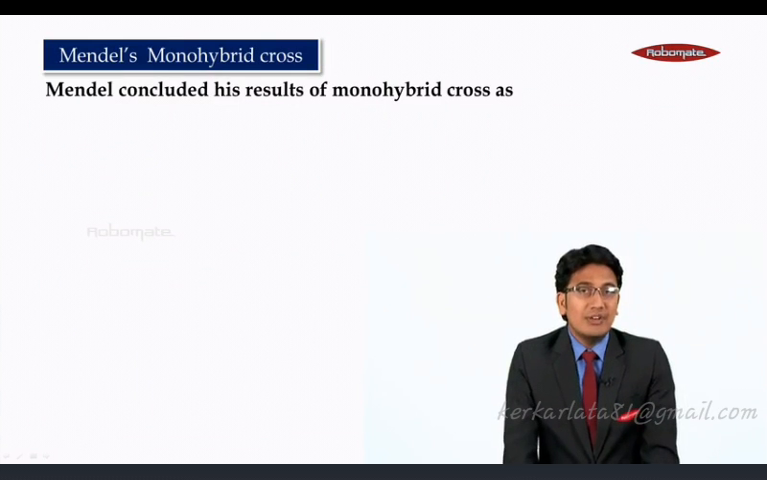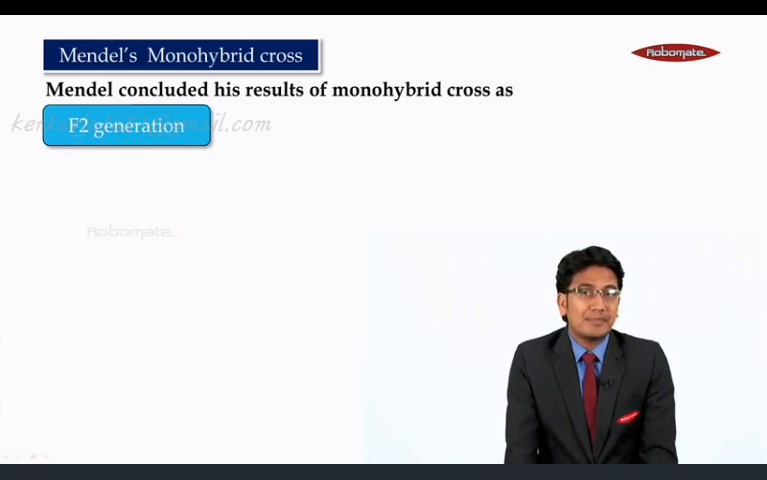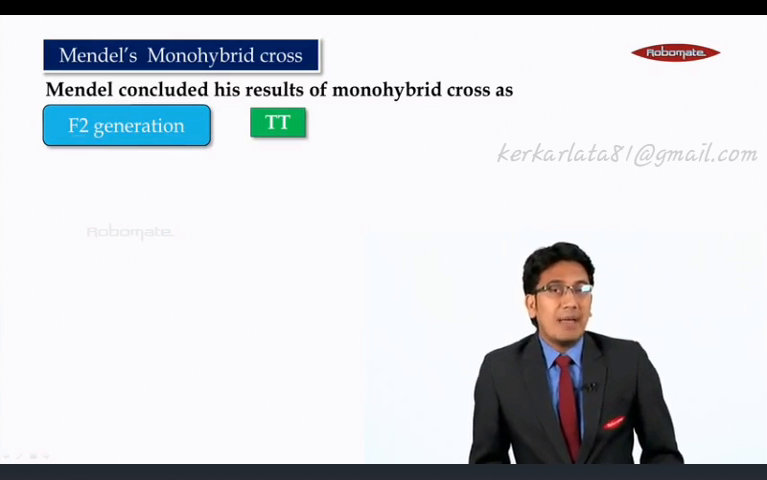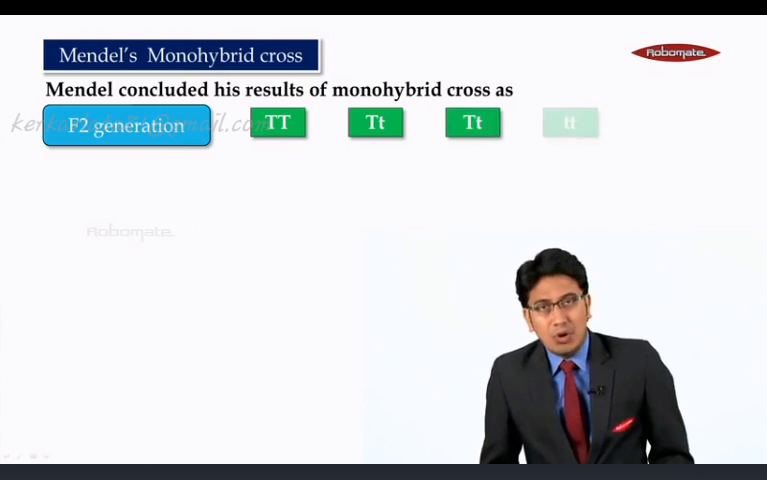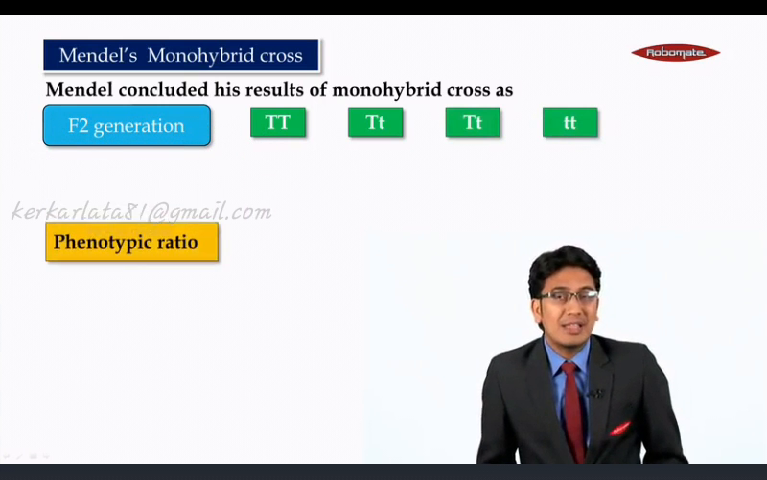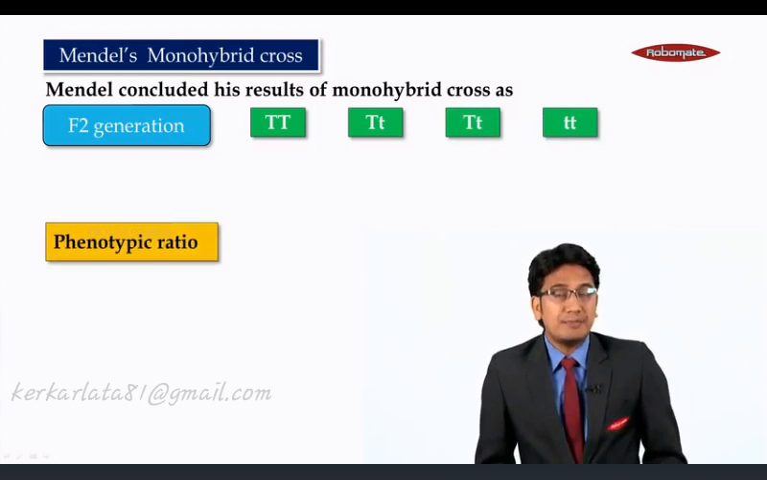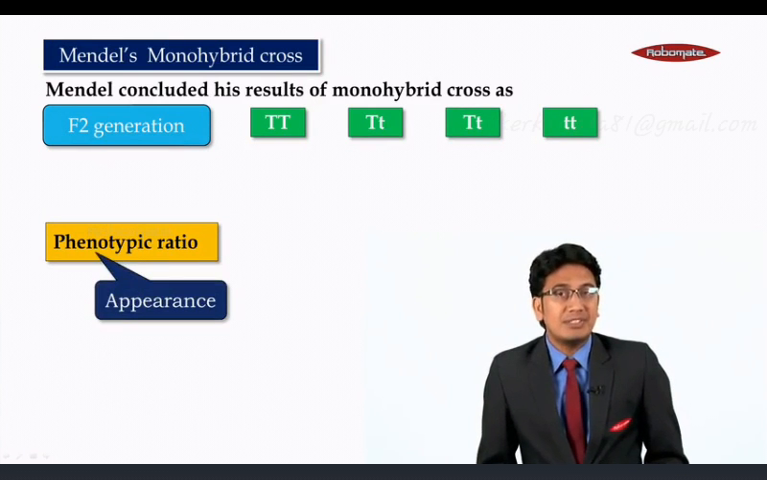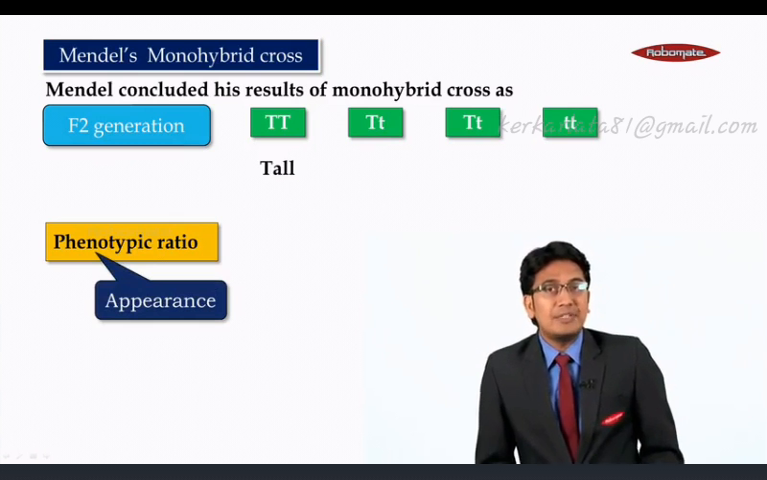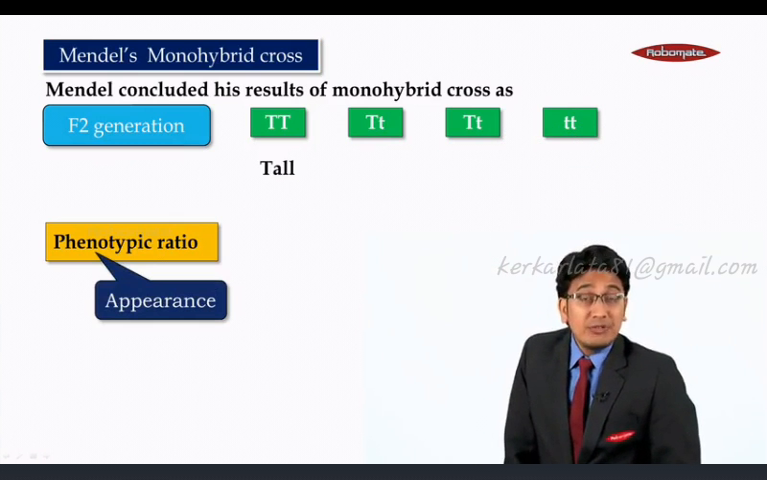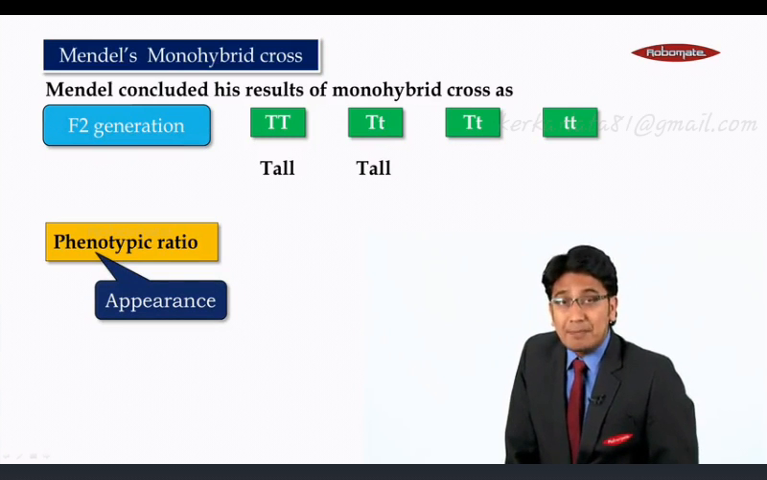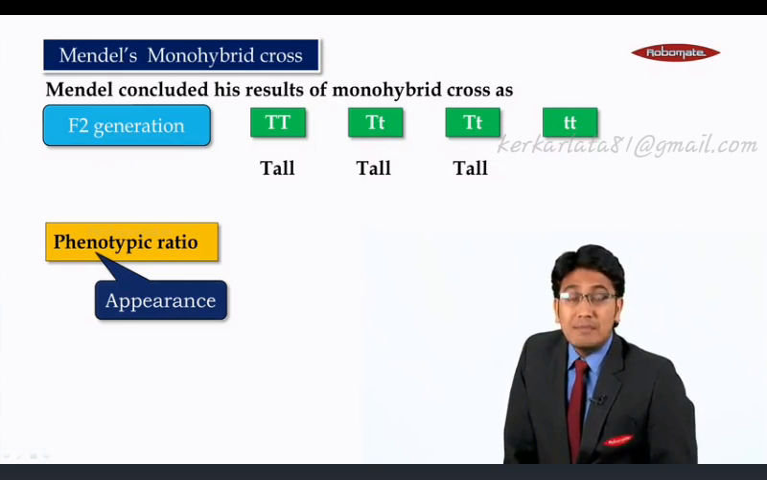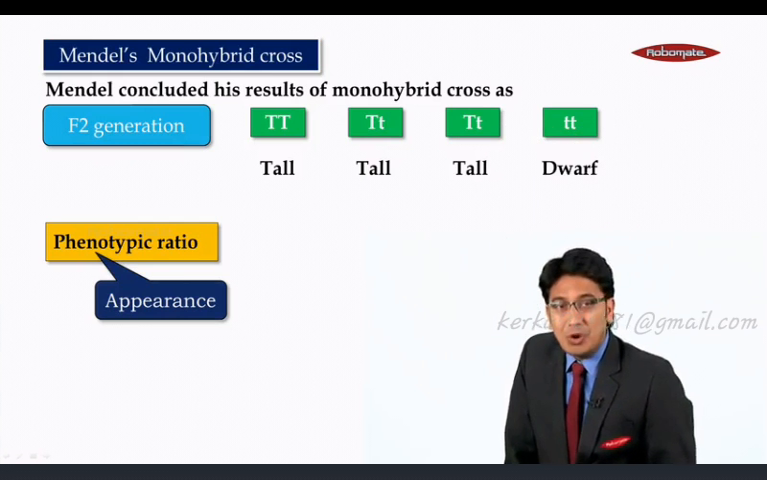So Mendel concluded his results of the monohybrid cross as, in the F2 generation, he got four main results. One is capital T, capital T, small t, capital T, small t, and small t, small t. He asked, what will be the phenotypes of these plants? Phenotype is the appearance. The appearance of a capital T, capital T plant will be tall. The appearance of a capital T, small t plant will also be tall. The appearance of a capital T, small t again is tall, but the small t, small t is a dwarf.